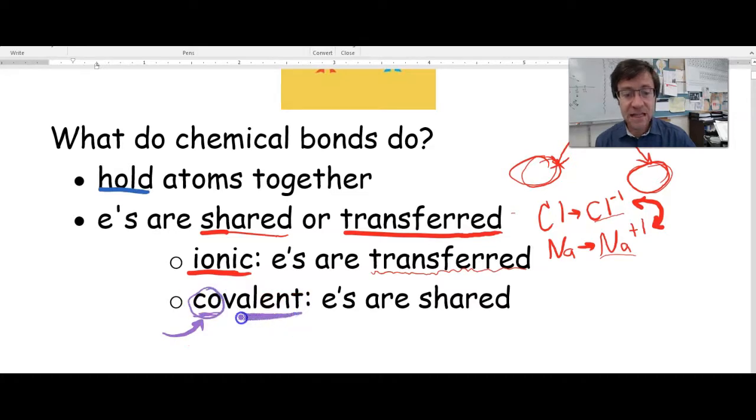And the valent, if we're talking about electrons, what do you think the suffix valent might mean? I'll give you a minute to really dig into that. Yeah, valence electrons, right? So covalent, it's right there in the name, means sharing valence electrons. And that's exactly what it is. This is when electrons are shared. We call it covalent. Got it?